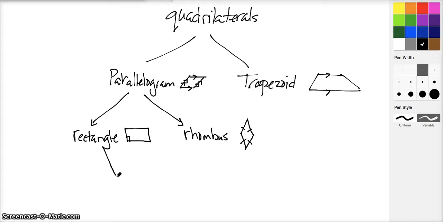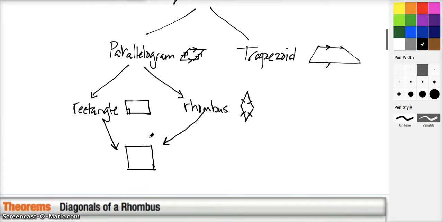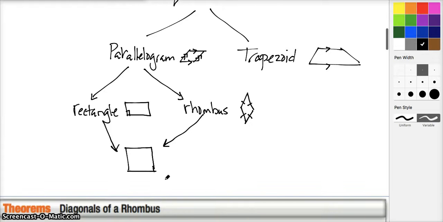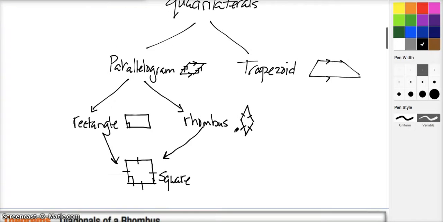And then weirdly enough, the rhombus and the rectangle create a very special, in fact, it's a regular quadrilateral, right? Remember, regular polygons have equal sides and equal angles. So it creates the regular quadrilateral, the square. Okay, so sometimes I like to refer to this as the family tree of quadrilaterals.